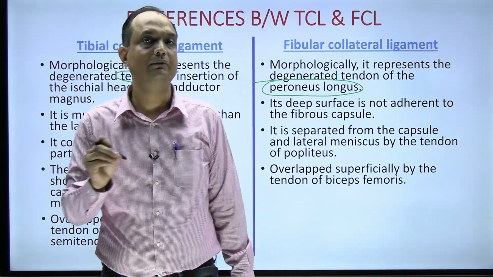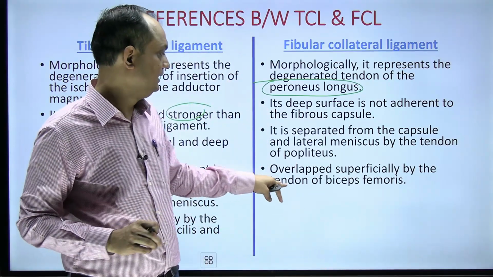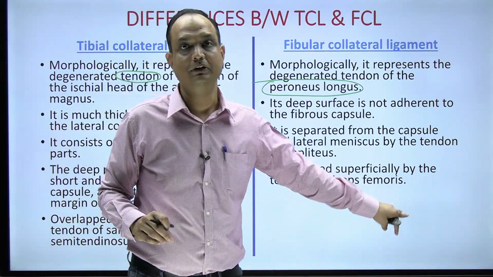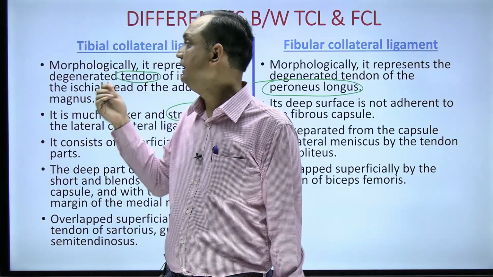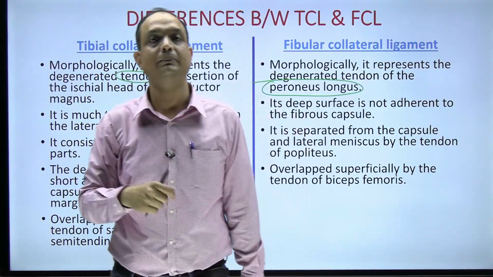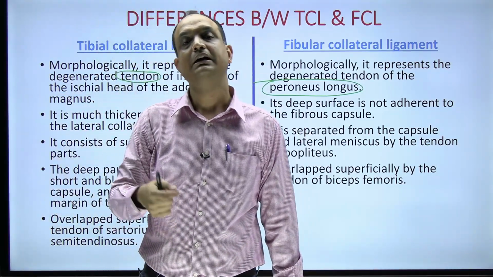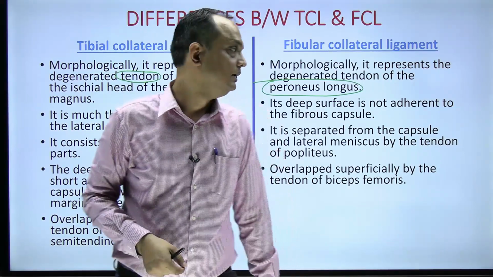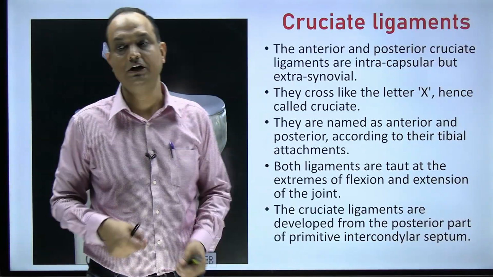Apart from that, you have to keep in mind that its lower part is overlaid by the biceps femoris, while the lower part of the superficial lamina of tibial collateral is overlaid by the three tendons of sartorius, gracilis and semitendinosus. Now we'll move to the cruciate ligaments.